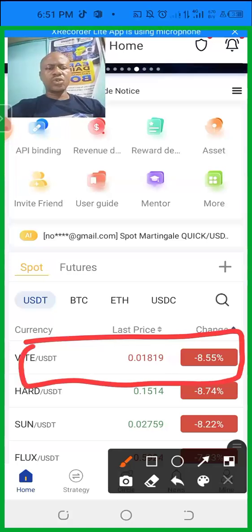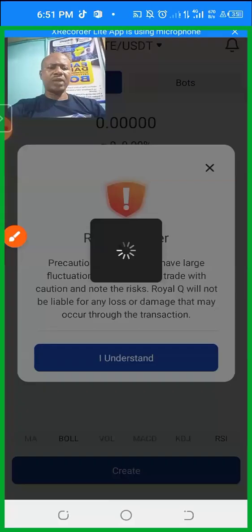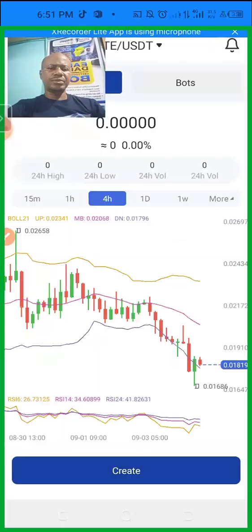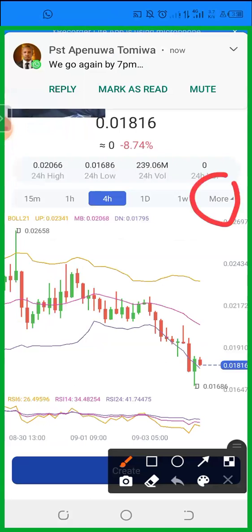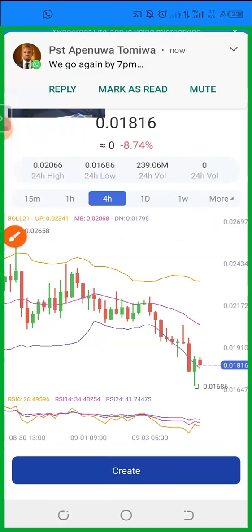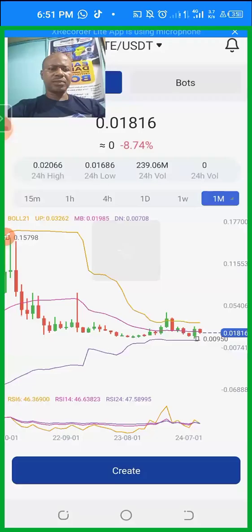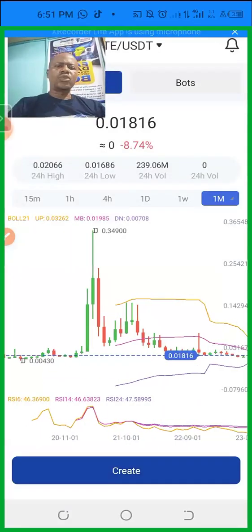I want to know how long this coin has existed. I don't like trading coins that are new, so I will go to the 1 month chart. I want to see how long this coin has been around. If it's an old coin, I've seen it.